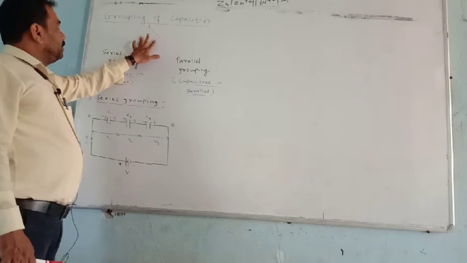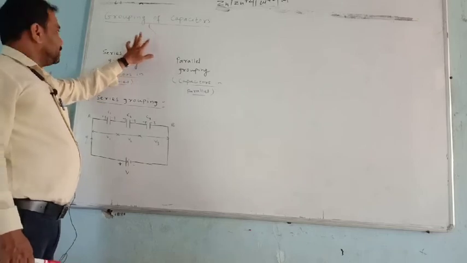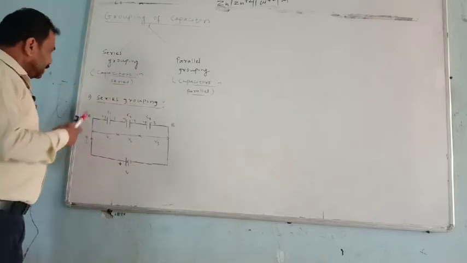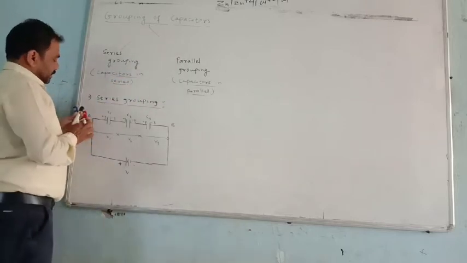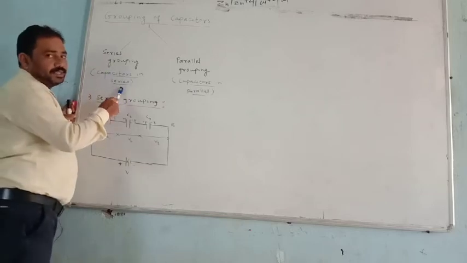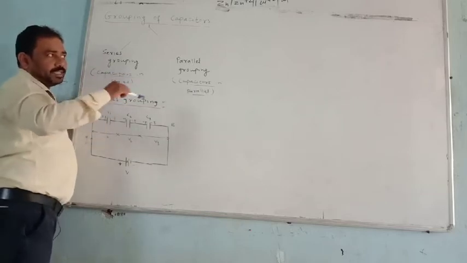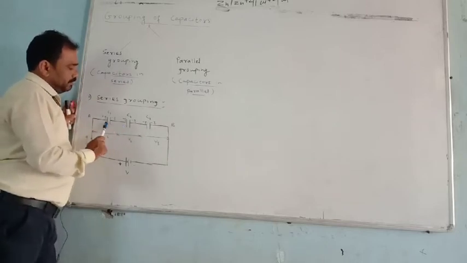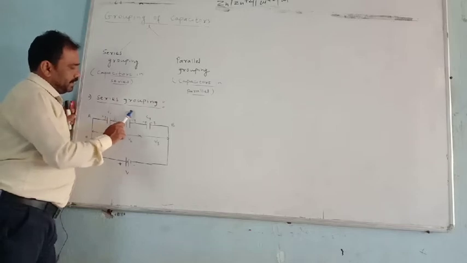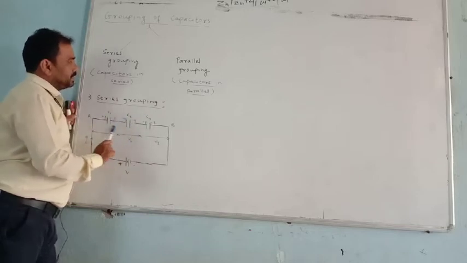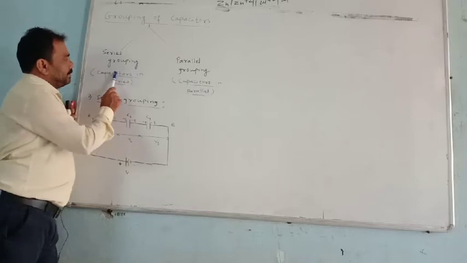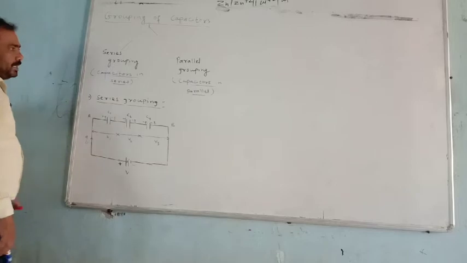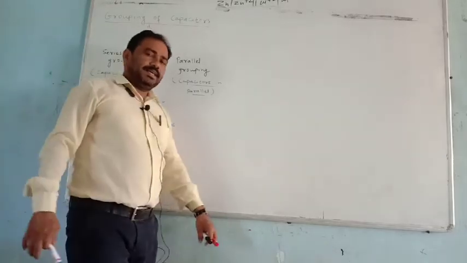There are two types of grouping of capacitors. One is series grouping, another is parallel grouping. Series grouping is also called capacitors in series. It means one by one if we connect the capacitors, like this here, C1, C2, C3. We connect these capacitors one by one. So this combination is called capacitors in series. Another grouping, parallel grouping, that is capacitors in parallel, we will discuss later.